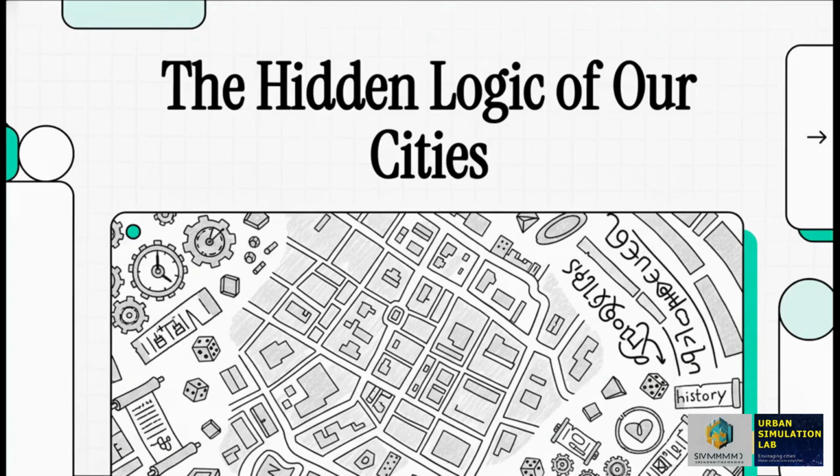When you look at our cities, they can feel, well, kind of chaotic, right? A jumble of history, planning, and maybe just pure luck. But what if I told you there's a hidden order to it all? A secret language written into the very streets we walk every single day.